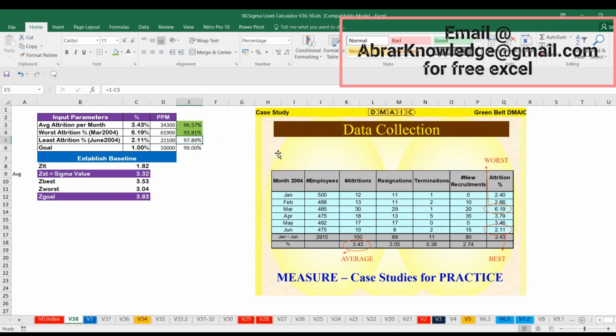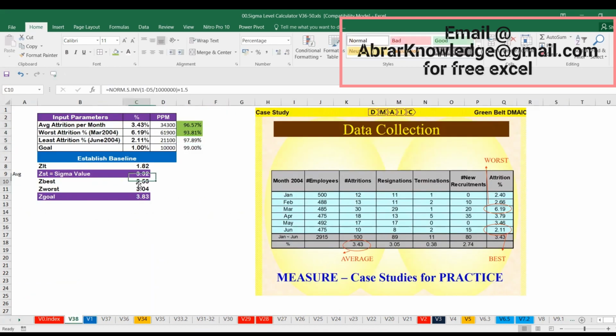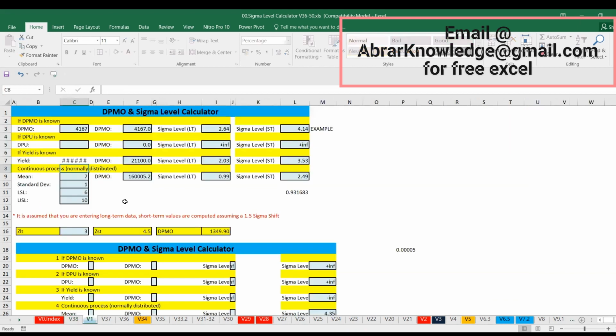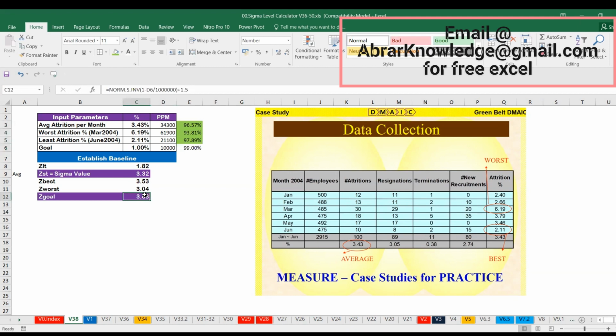And then you can put 97.89, right? 97.89. So 3.53, 3.53, perfect matching. This also matching. The last one is that the goal, right? And 99. Let's see whether it's matching. You can put like just 99 and 3.83. This is also matching, right?